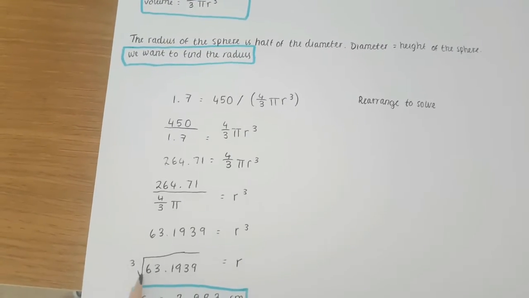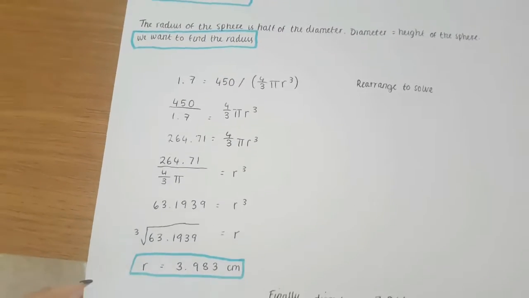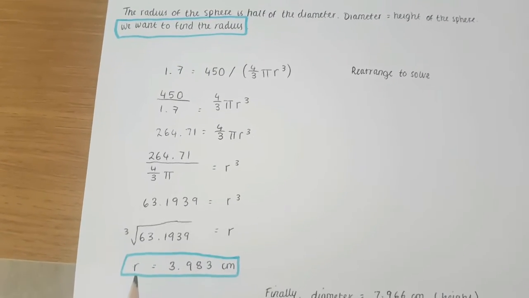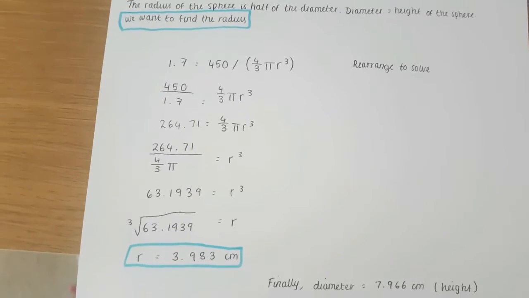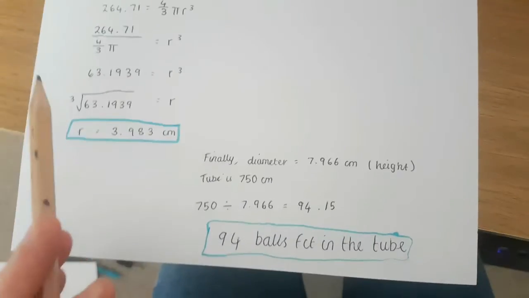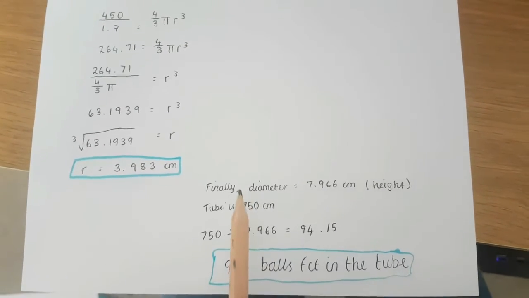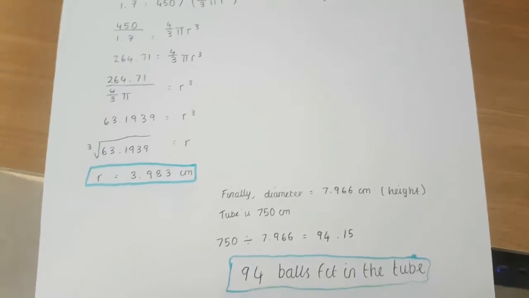So I'm going to cube root this number to give me R. Now, all of this has been put into a calculator at each step, and I get my answer of R is equal to 3.983 centimetres. But obviously, this is not the last step, we've just found our radius. So now that we know our radius, we can say that the diameter is obviously 2 times this, which is 7.966 centimetres.